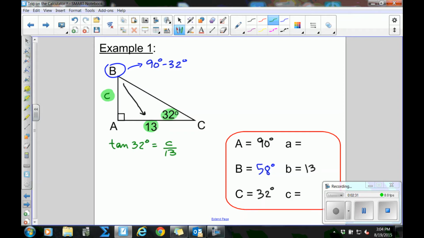To solve that equation, we multiply both sides by 13. Type that into your calculator, making sure you are in degree mode, and you should get 8.12.